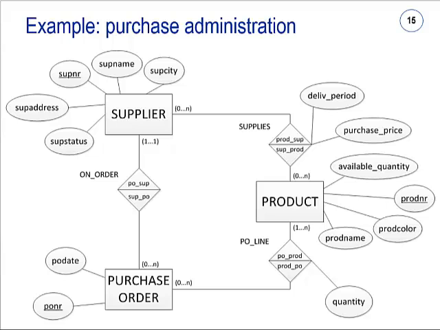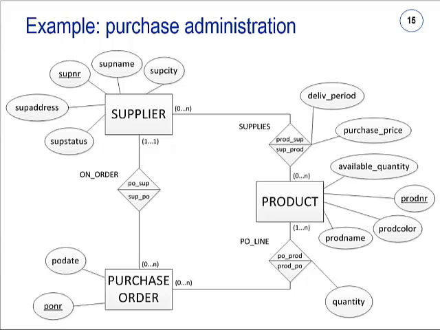Every purchase order has a unique purchase order number. That's why purchase order number has been underlined, because it's the key attribute type. Every product has a unique product number. That's why product number has been underlined, because it's the key attribute type.